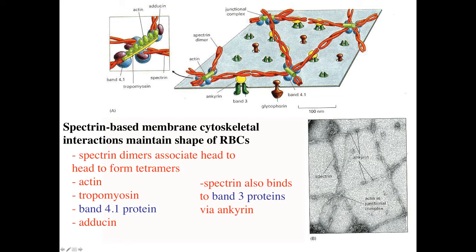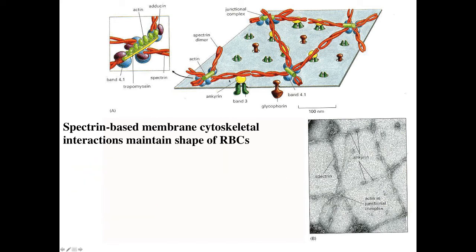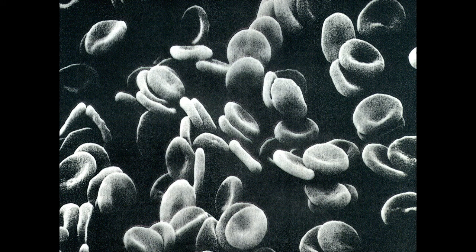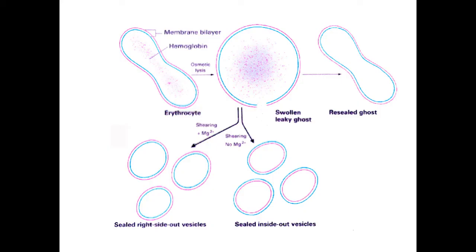The take-home message here is that this interaction between the membrane proteins, like the band 3 protein, and the cytoskeletal proteins like the spectrins, the ankyrins, the actin, these interactions are important to maintain the shape, the biconcave shape, of the red blood cell.